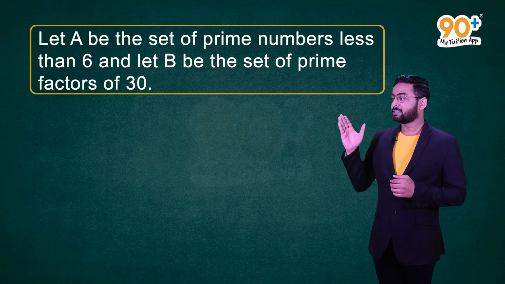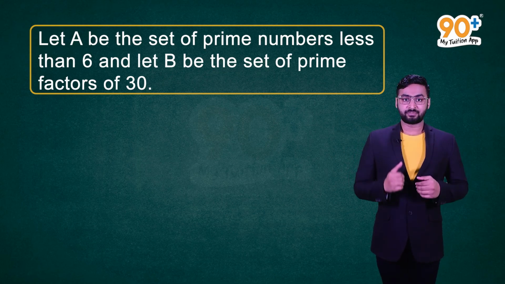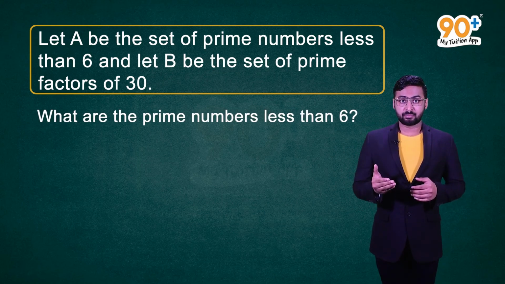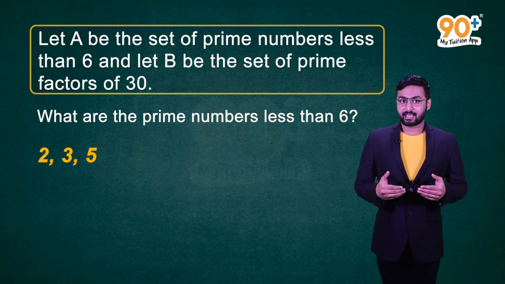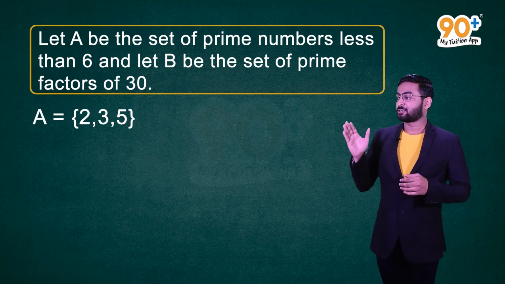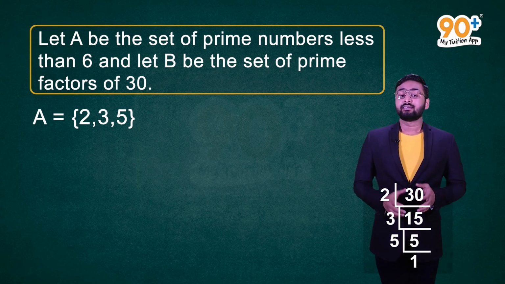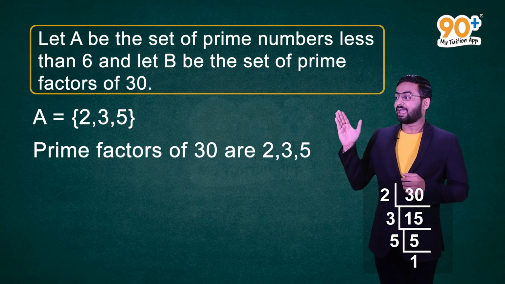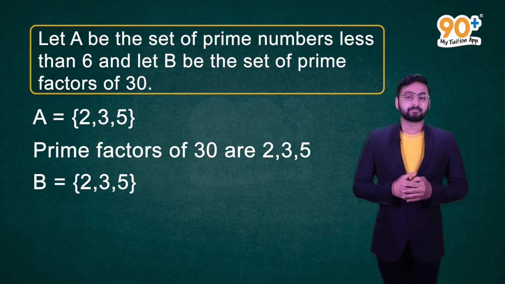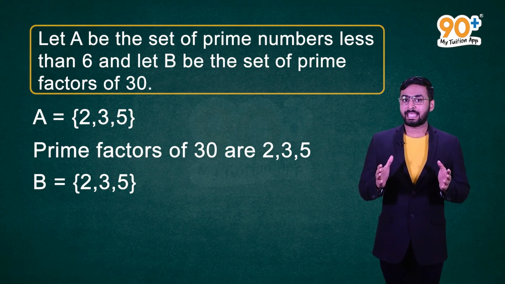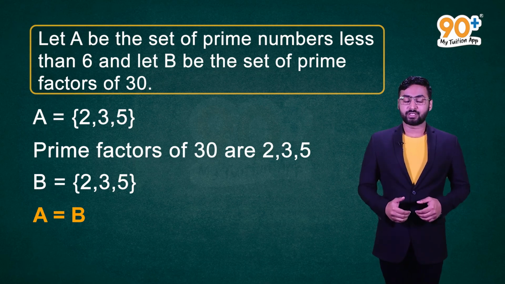Let A be the set of prime numbers less than 6 and B be the set of prime factors of 30. So what are the prime numbers less than 6? They are 2, 3 and 5. That is, A is equal to set of 2, 3 and 5. And what are the prime factors of 30? They are also 2, 3 and 5. So B is equal to set of 2, 3 and 5. So here we can see that both A and B have the exact same elements. So we can write A is equal to B.